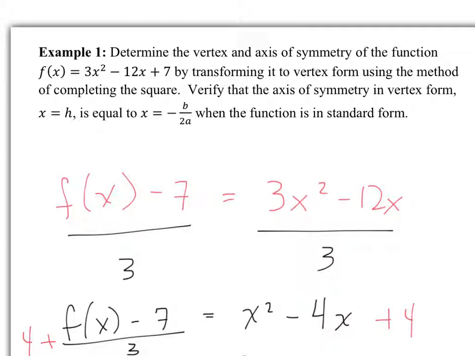Or how can we do the second part even? What should we do? It says to verify that the axis of symmetry, which is x equals h, could also be written as x equals negative b over 2a when it's in standard form. So how can I go about checking that this is true? What can I do here? Plug in the numbers. Into what numbers? The ones that I got from the equation. Okay, but specifically, what's b and what's a? A is 3. Good, and b is?